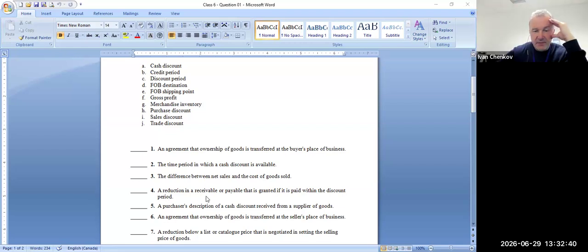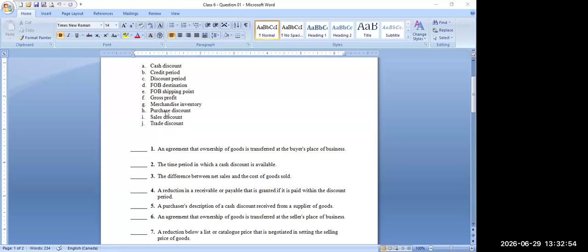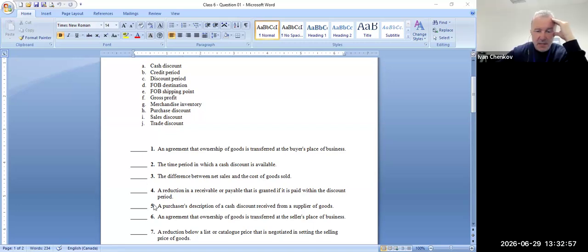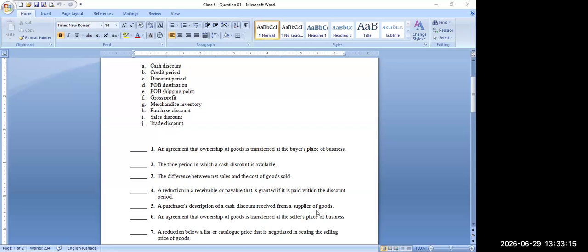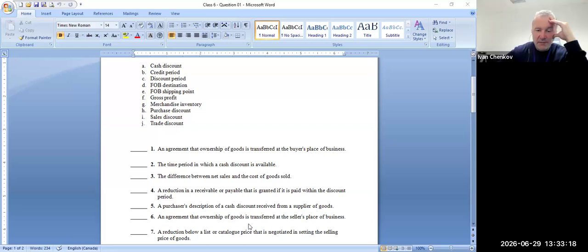A reduction of the receivable or payable that is granted if paid within the discount period. That will probably be purchase discount, right? Or sales discount. Purchase discount or sales discount, depends whether we have a receivable or we have to pay. The purchaser's description of the cash discount received from the supplier of goods. Cash discount.